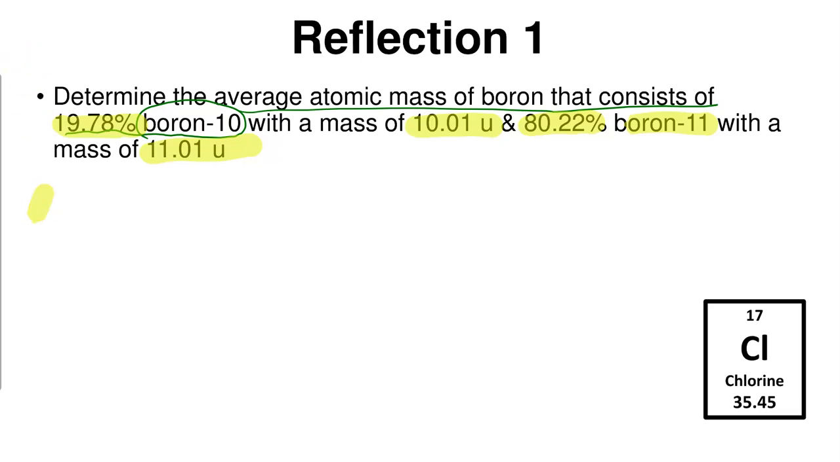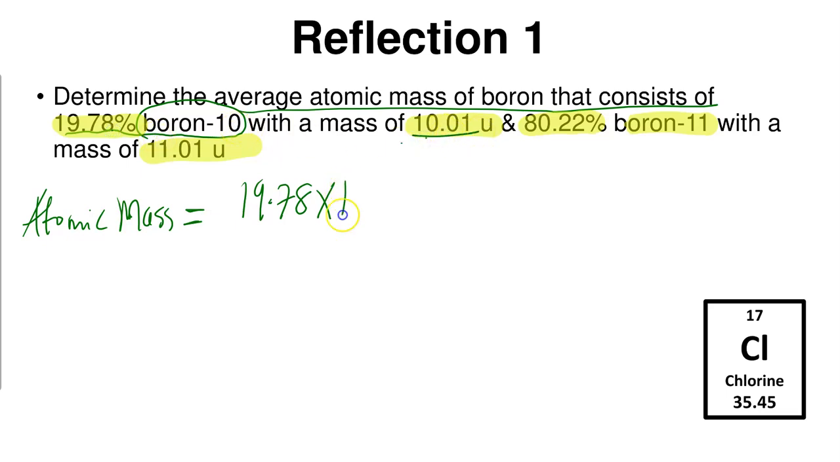So here, the average atomic mass now becomes equal to, I start with the first one. The relative abundance of the first one, 19.78, multiplied by the mass. What's the mass? The mass is this. So boron 10 has a mass of 10.01 U. Plus, remember this is U. I want to make sure that my U comes out really well.